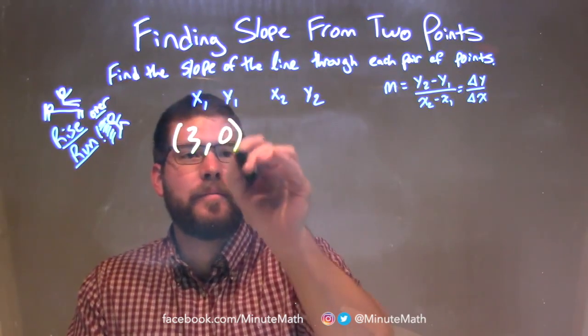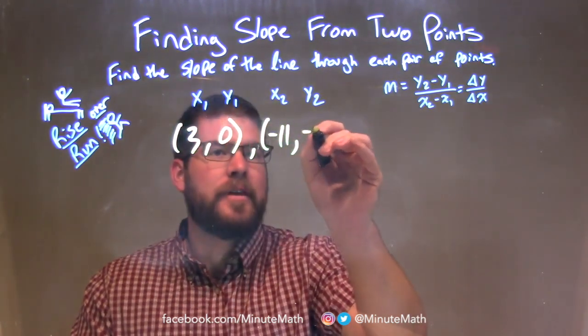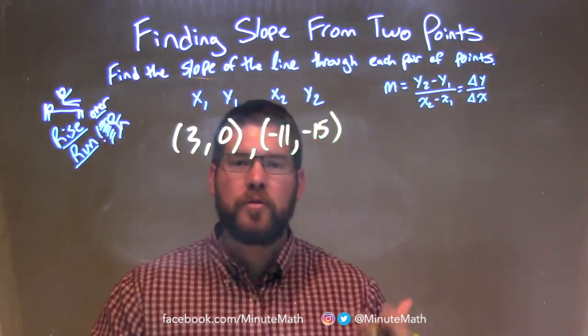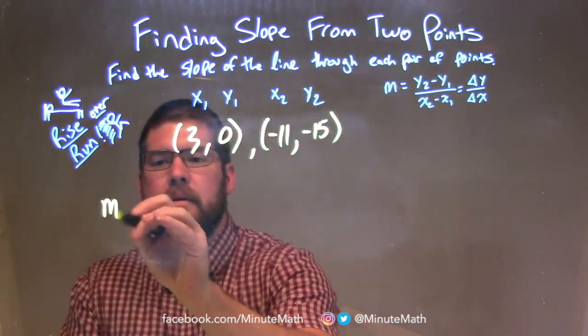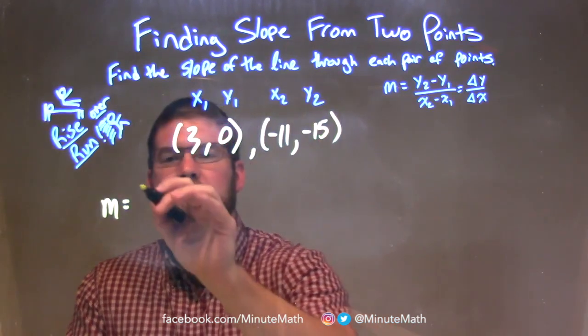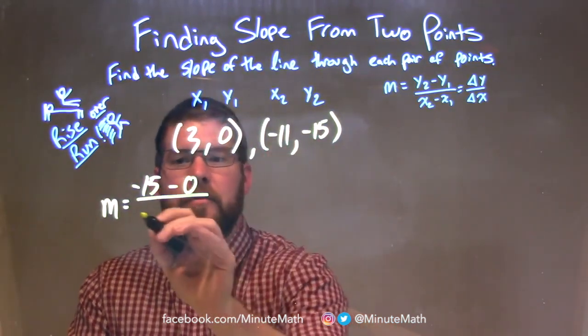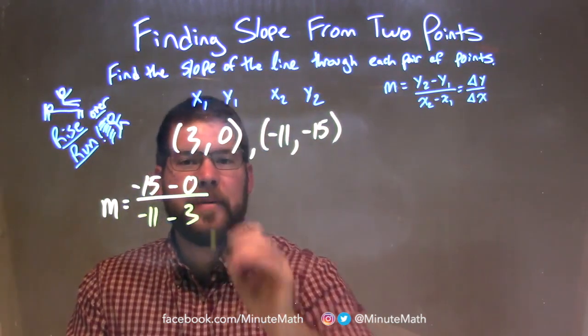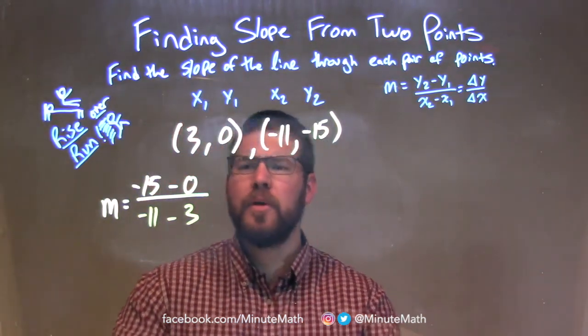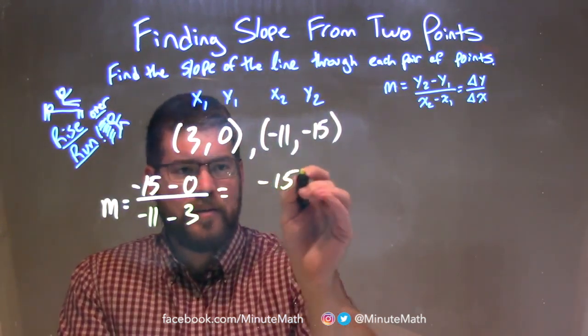3, comma 0, and negative 11, and negative 15. Okay, so let's go follow our slope formula. M equals y2 minus y1 over x2 minus x1. y2 negative 15 minus y1, which is 0, over x2 negative 11 minus 3. Okay? Well, the numerator is pretty easy to simplify. Negative 15 minus 0 is negative 15, right?